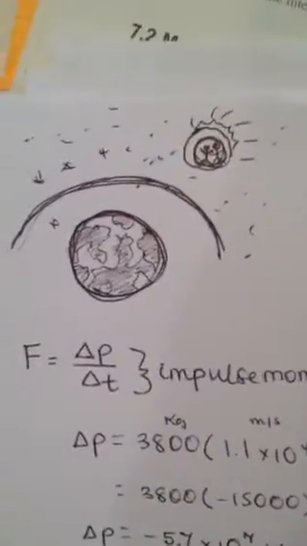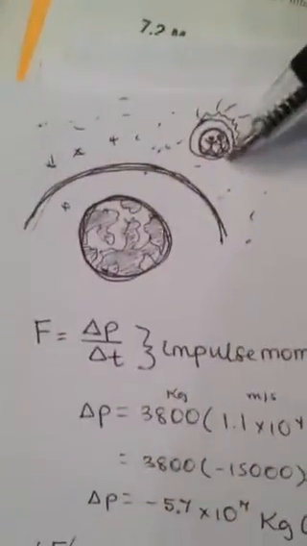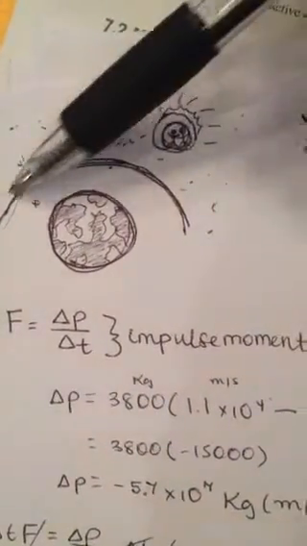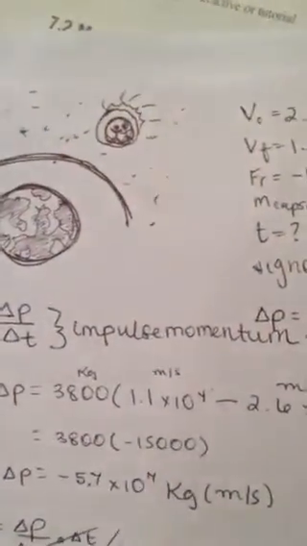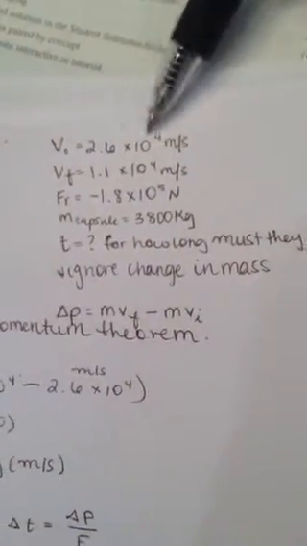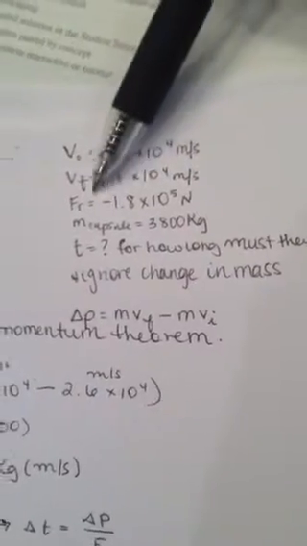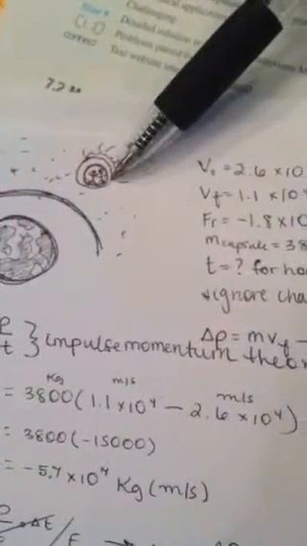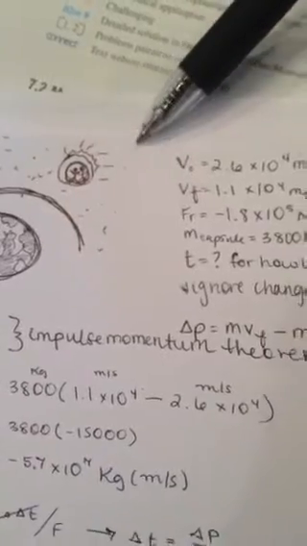And so what we're given, well, here's the space capsule and it's trying to enter the Earth's atmosphere. Here's the atmosphere, and here's the Earth. And we're given these values: the initial velocity, the final velocity, the force that the capsule exerts back from its rockets, and the mass of the capsule.